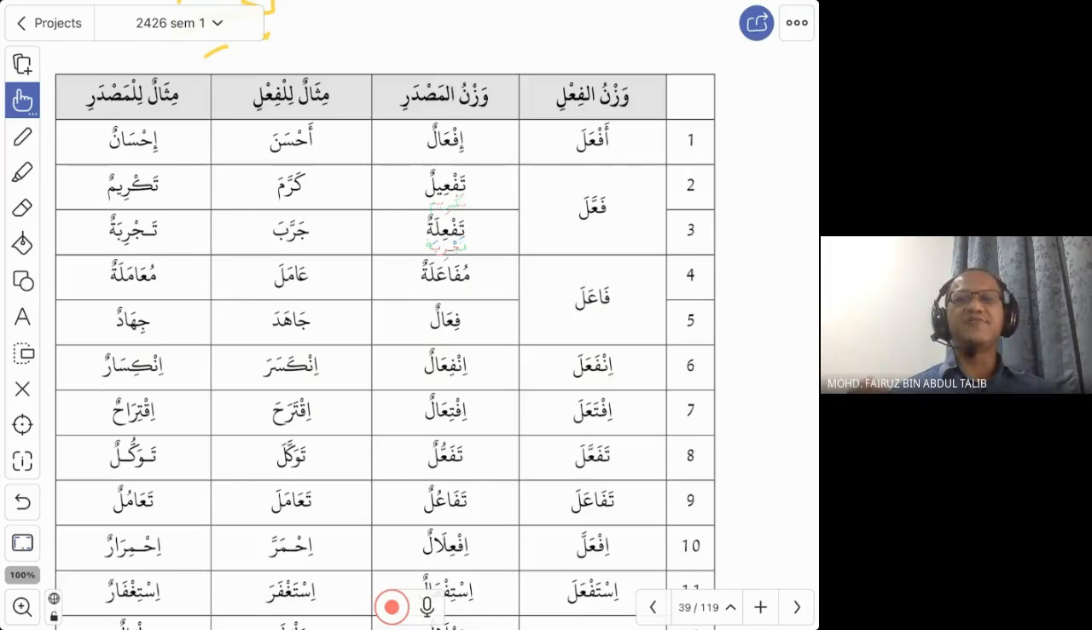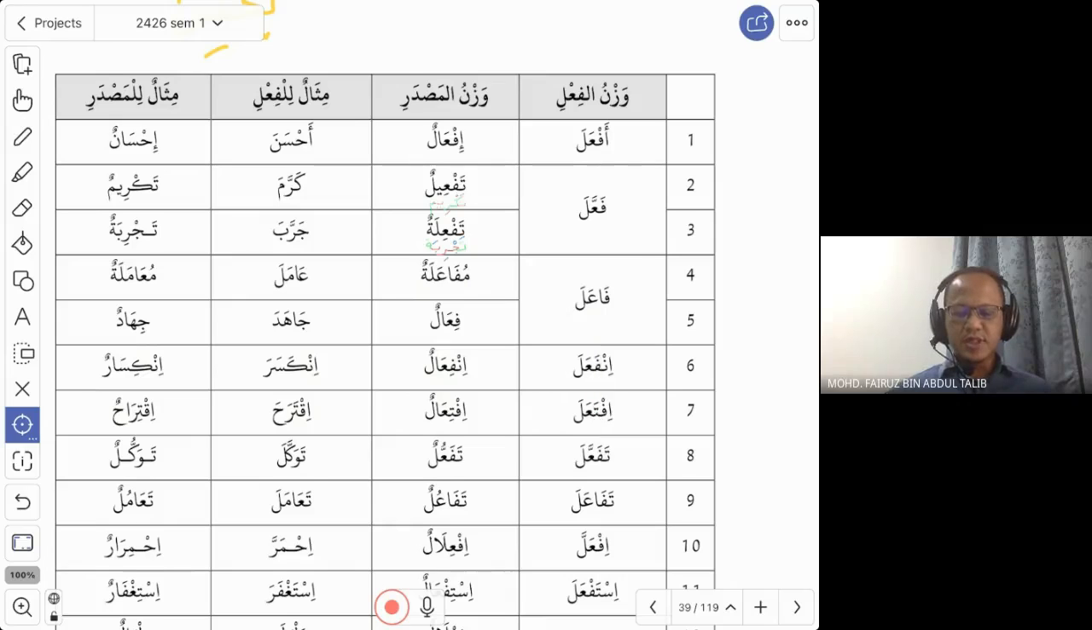Jahada is to strive, to struggle, to perform, to fight the mushrikeen. Jahada. What is the verbal noun? Jihad. So what is jihad? Fighting the mushrikeen or struggling to perform the best. That is the meaning of jihad. Okay. So these are the two wazan, or the two masdar, for the fi'il fa'ala.